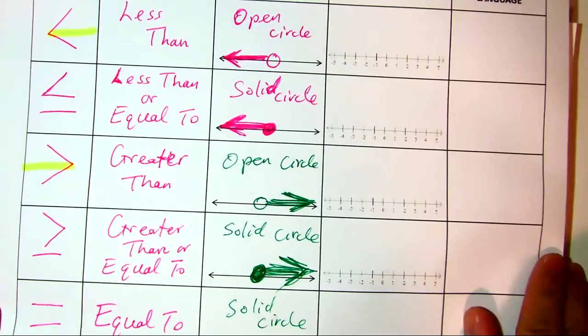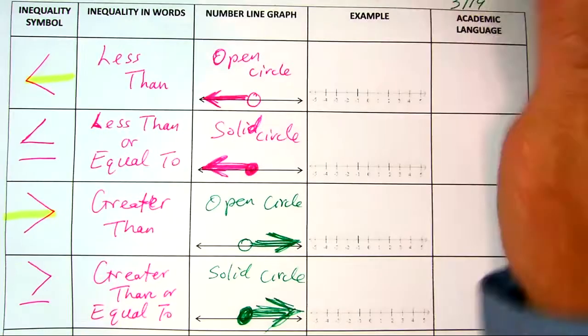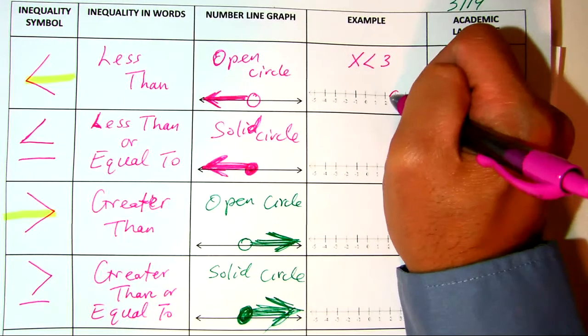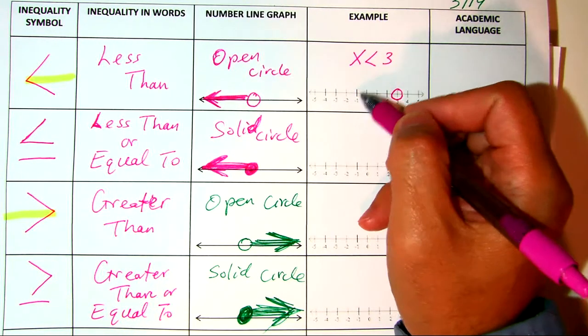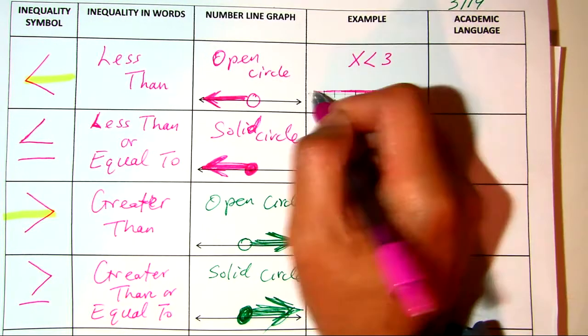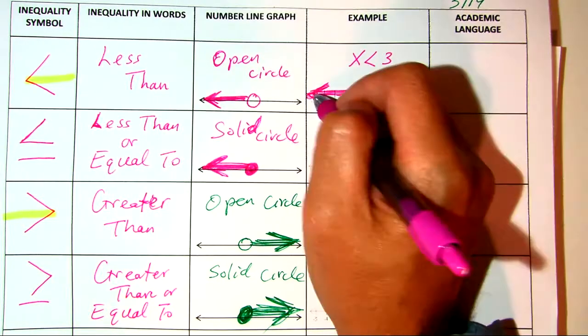Now let's do a couple of examples. For instance, x is less than 3. We choose 3. Since less than 3 means 2, 1, 0 to the left side, it is not equal to 3, so we don't do a solid circle, we do an open circle. Open means we don't include that number.